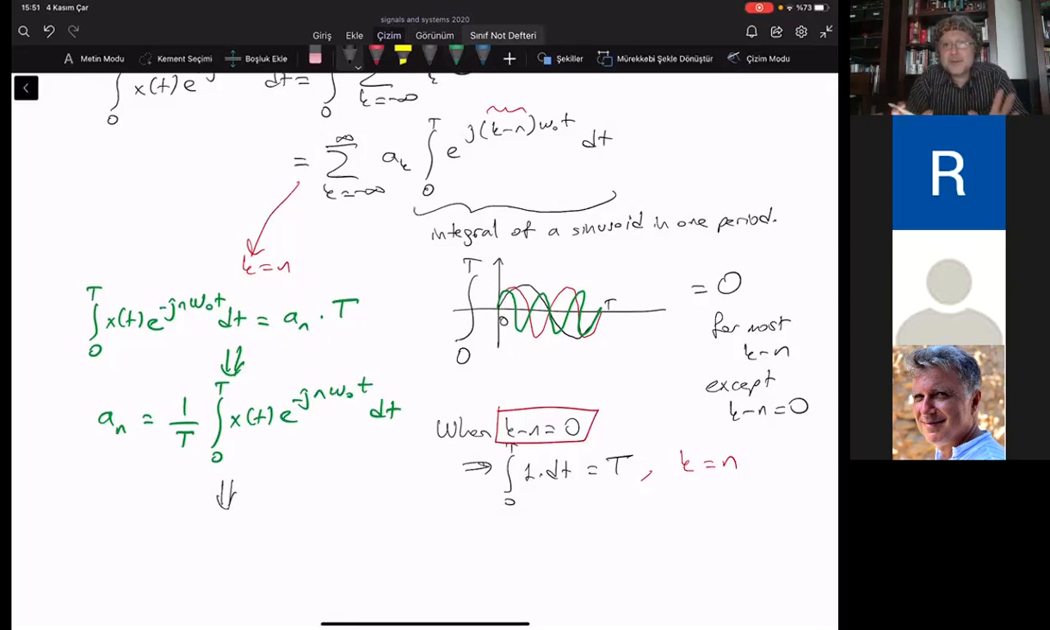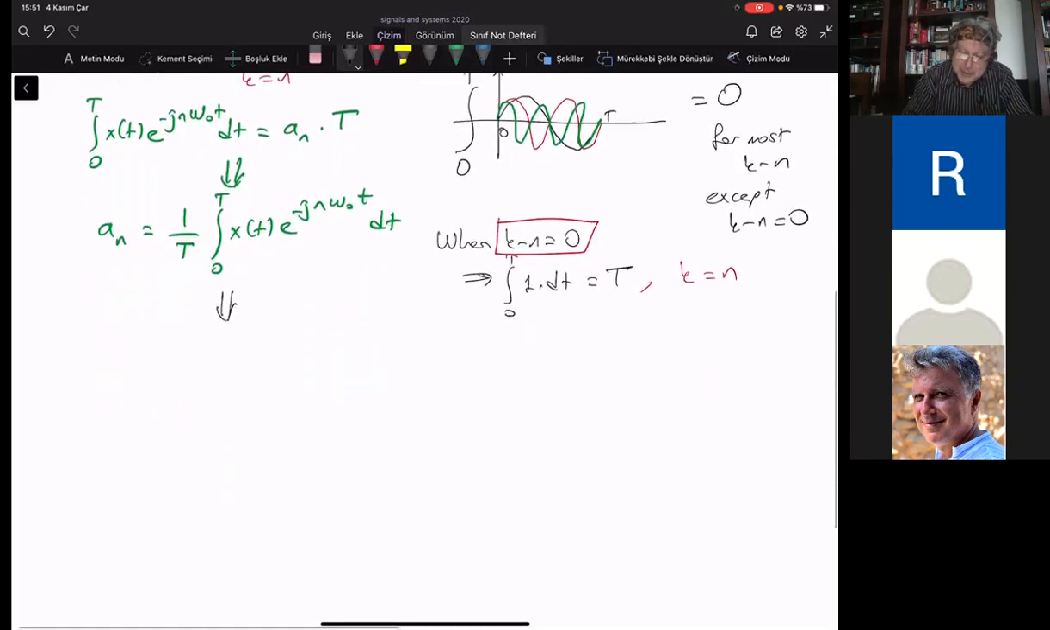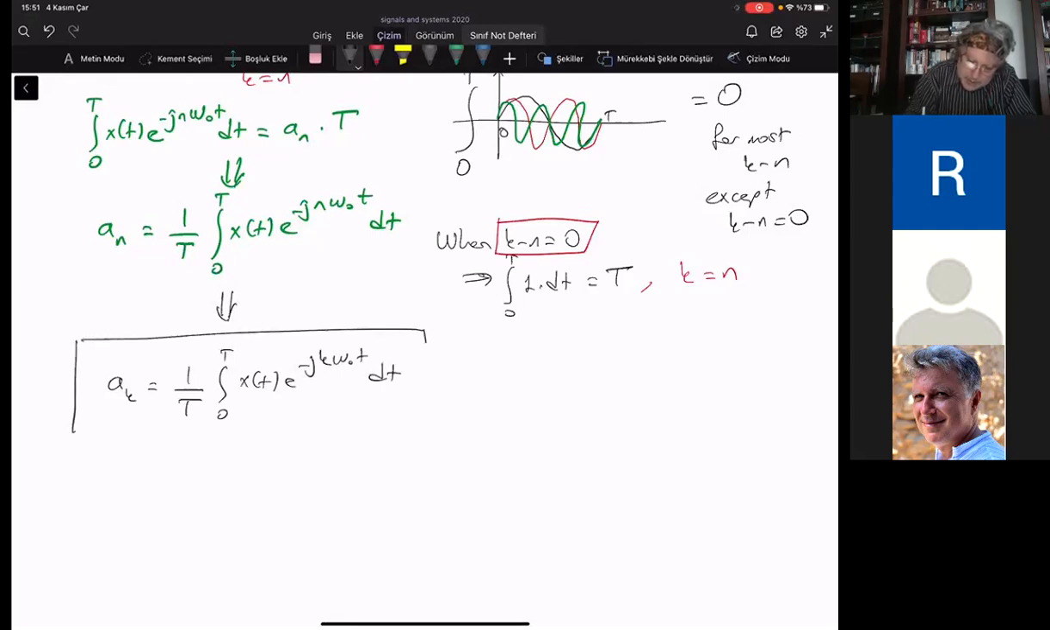We found a_n, the formula for a_n, but we were looking for a formula for a_k, so just say that n is equal to k. So the formula that you will eventually need to remember is the following. a_k is equal to, or c_k, if you wish, 1 over T, integral from 0 to capital T, x of t e to the minus j k omega 0 t dt. This is the formula that you must hang on your wall, because it's the formula that gives the Fourier series coefficient value from the periodic signal x of t.